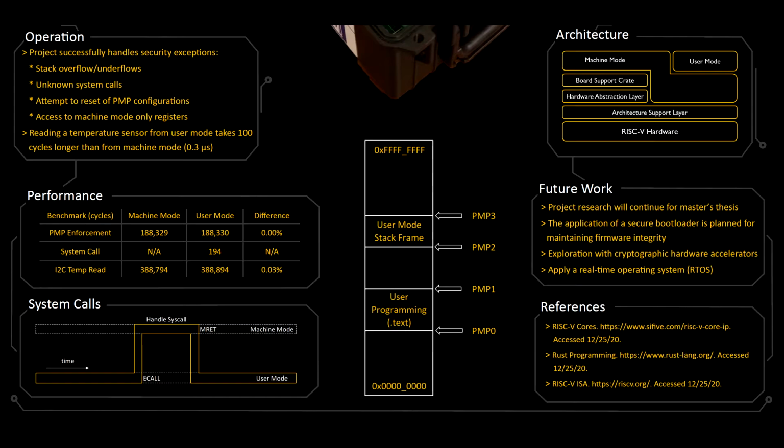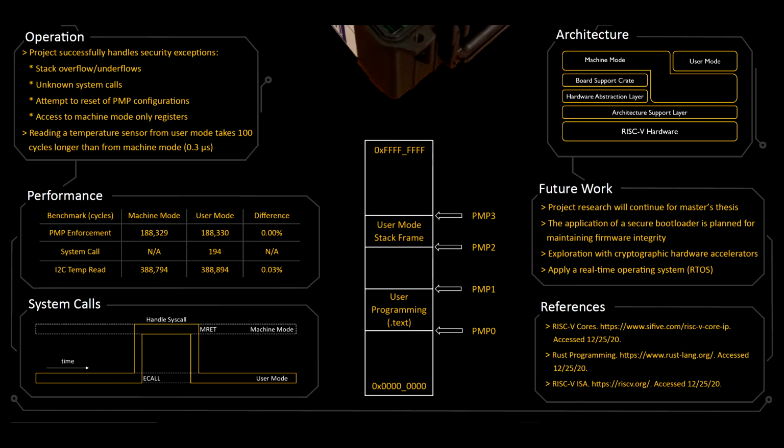Several benchmarking tests were performed at 1,000 iterations per test. It was shown that physical memory protection adds zero overhead as it is enforced by the hardware in parallel. A system call adds 194 cycles of overhead versus a program running in machine mode. The temperature reading program operating in user mode only suffered 0.03% of performance loss, well within the 5% limit.